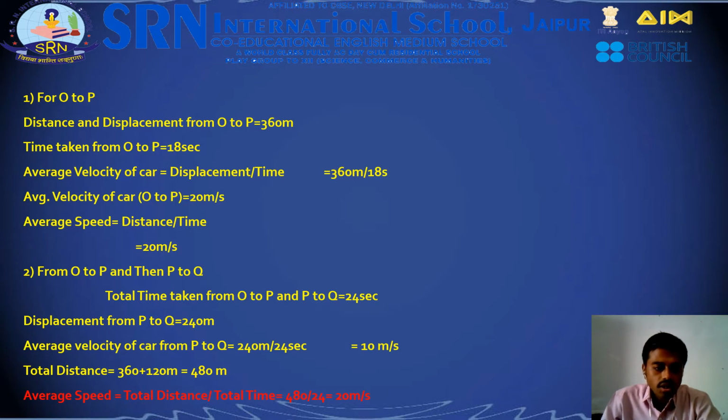Now again find the total distance so that we can find the average speed. So total distance is 360 plus 120: 360 going from O to P and 120 returning back from P to Q, that is 480 meters. Then average speed will be equal to total distance upon total time. So total distance is 480 and total time is 24 seconds. Hence we will get the answer, that is average speed is 20 meters per second.